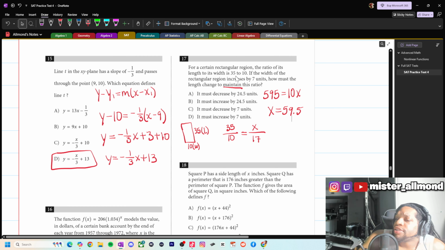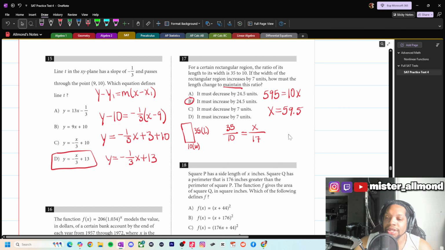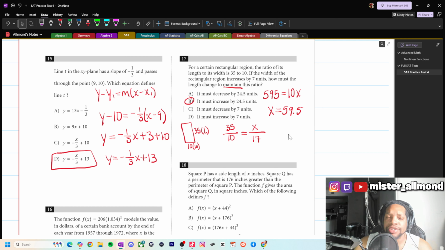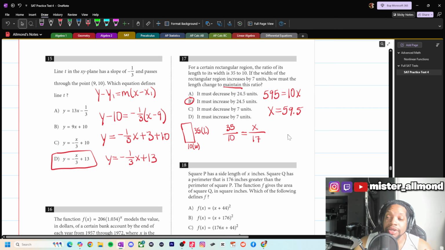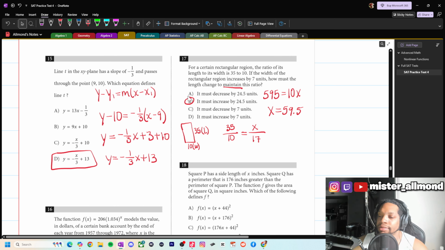All right, so if I start with 35 and I go up by 24.5, that will put me at 59.5. And that is an increase. So I'm going to go B. And it should make sense, honestly. If a certain ratio is maintained and one dimension increases, the other one has to increase as well. I feel like it'd be different if it had to involve the area, but if a certain ratio is maintained, if one thing increases, the other thing has to increase. So by that alone, you could have crossed off A and C.